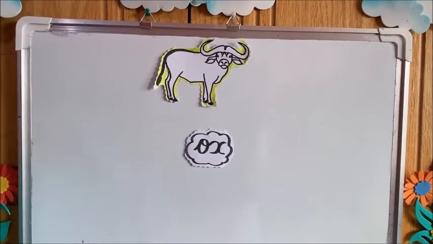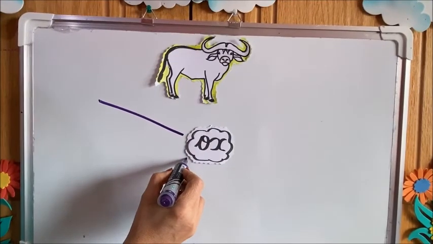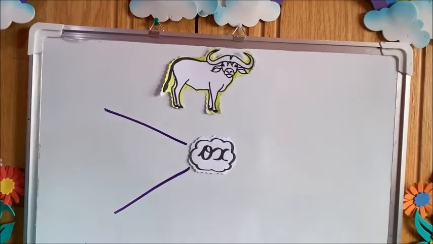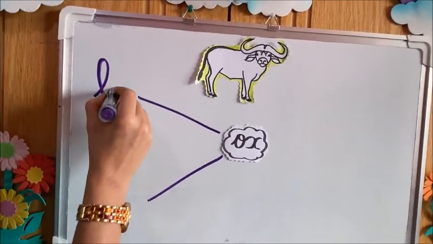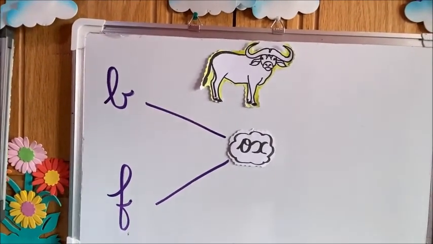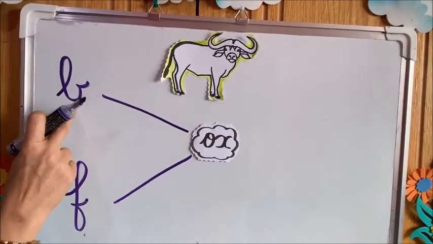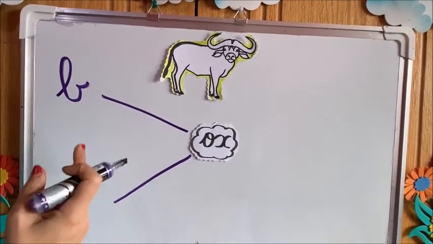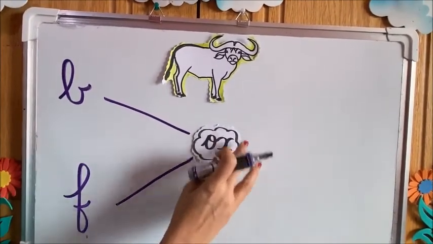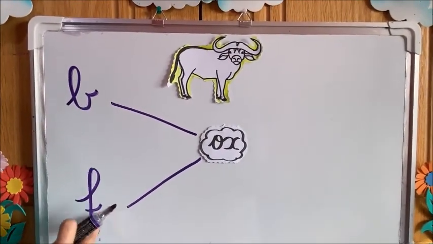Now, this ox wants to make three-letter words because it wants to make its family big. But very sad. You know why? This ox can make three-letter words only with two letters from A to Z. One is B, another one is F. No other letter will help ox to make three-letter words. There is no D, G, H, M, N. Nothing will help to make three-letter words. So it is very easy to remember. One is B, another one is F.